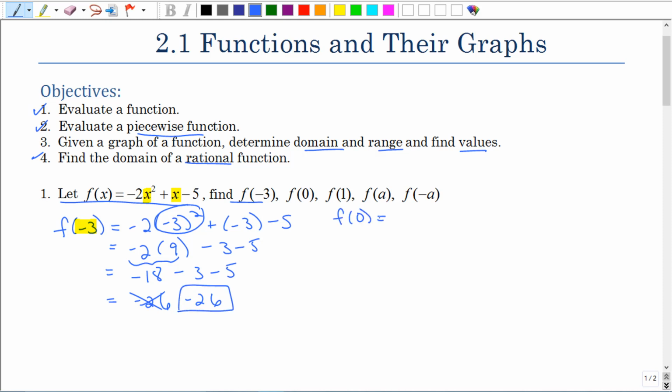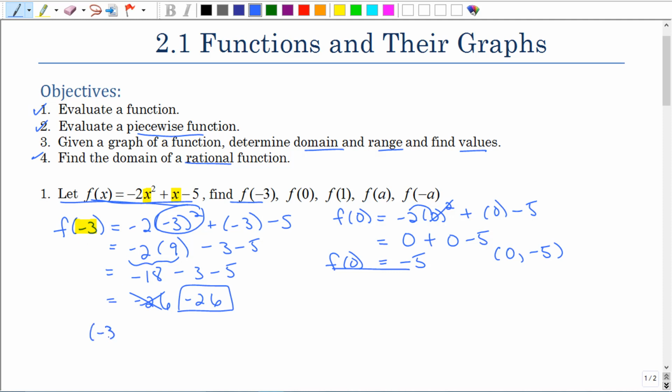Let's try f of 0. Now that's always easy because doing arithmetic with 0 is pretty easy. So this is going to be 0 times -2. That's 0. That's 0 minus 5 is -5. Now let me just remind you what we are doing is we're actually finding points on a given graph. So if we were to graph this, one of the points would be when x is 0, y is -5, and here x is -3, y is -26. Again, just some reviewing concepts if you haven't seen your algebra in a while.